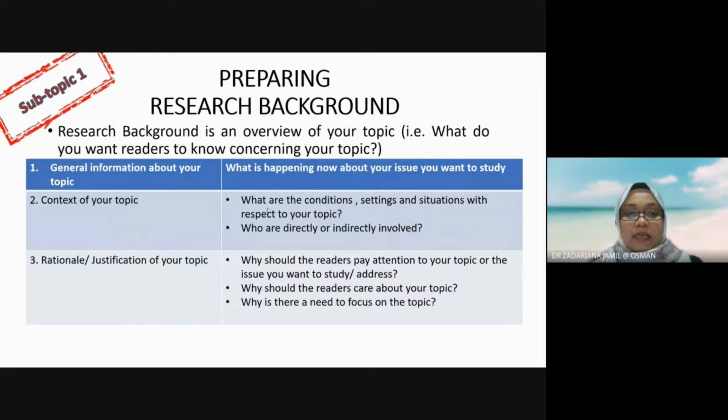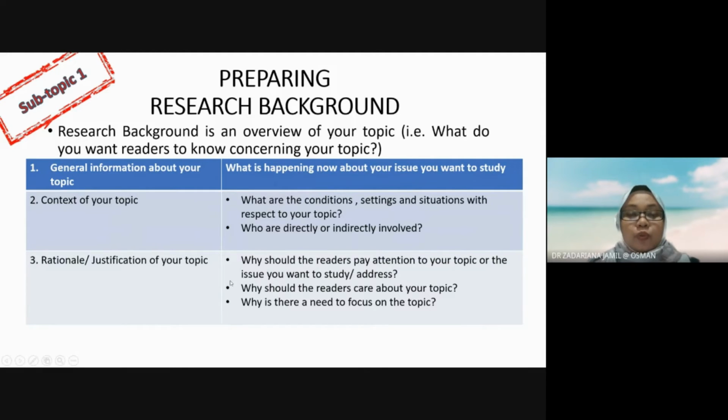The research background also emphasizes the rationale or justification of your topic, which is related to why readers should pay attention to your topic or the issues you want to study or address. So you need to emphasize why the reader needs to focus on the issues you want to address in your study, and why there is a need to focus on the topic.